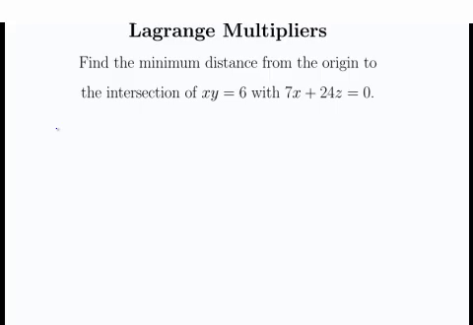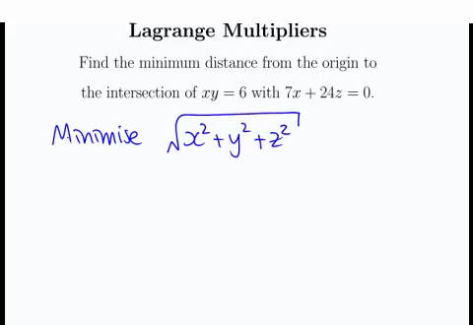So I'm in 3 dimensions here, and what I'm looking for is the point in the 3D space x, y, z, such that the distance from the origin to that point is minimized. So if I want to look at the expression I need to minimize, it is the square root of x squared plus y squared plus z squared. That's the Pythagorean distance from the origin to the point x, y, z.